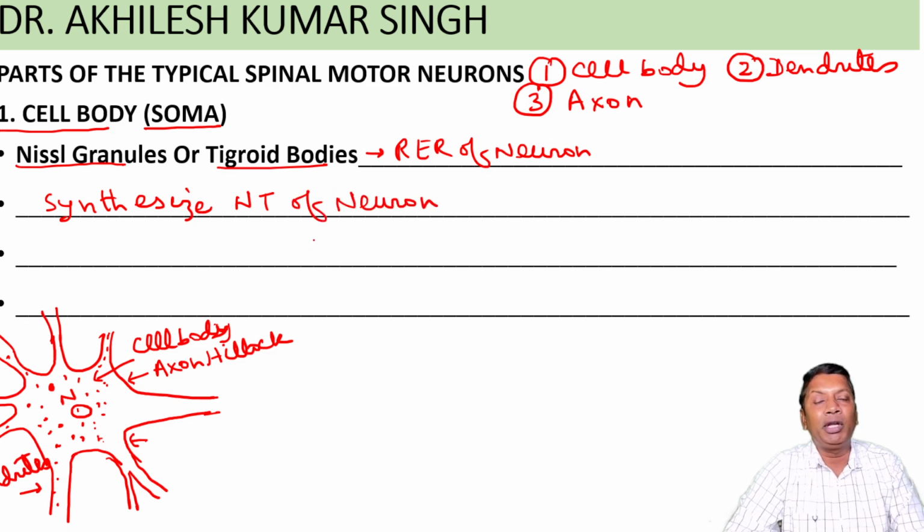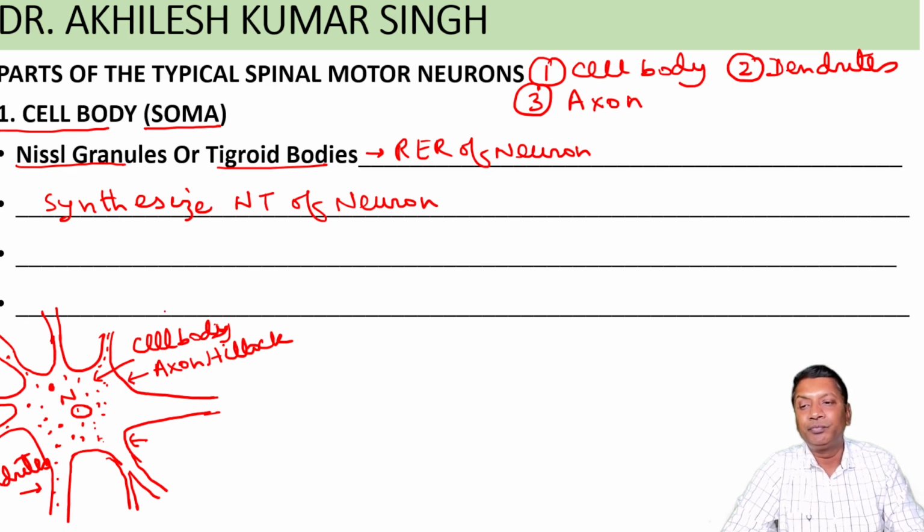They have one more importance also. Whenever the neuron or nerve is in stress or there is nerve injury, these Nissl granules will break down into fine sand-like structure. This breakdown of the Nissl granules into fine dust-like structure is called chromatolysis, and it occurs when the neuron is in stress or there is neuron or nerve injury.